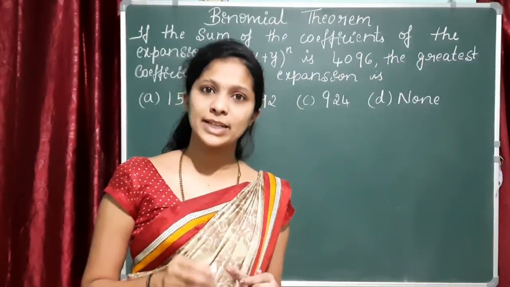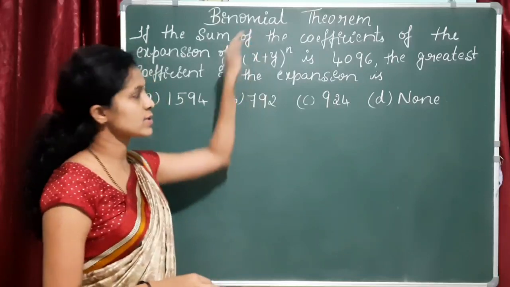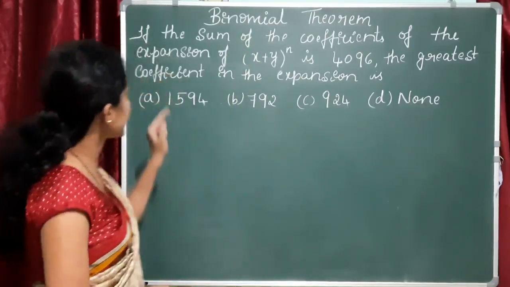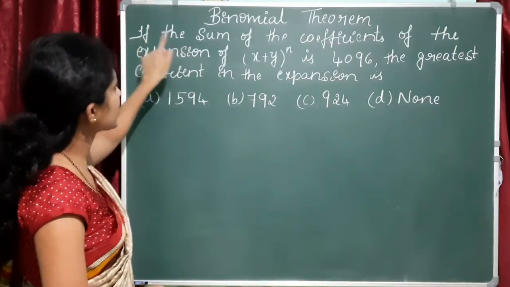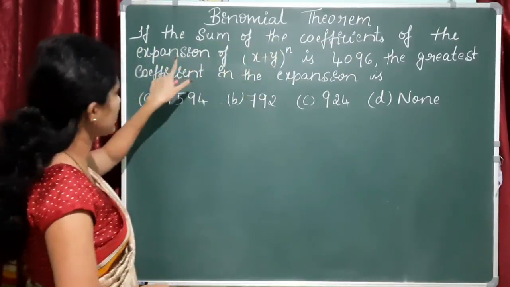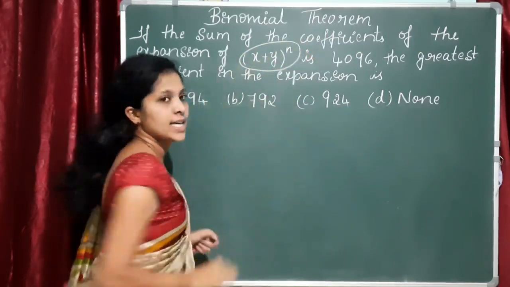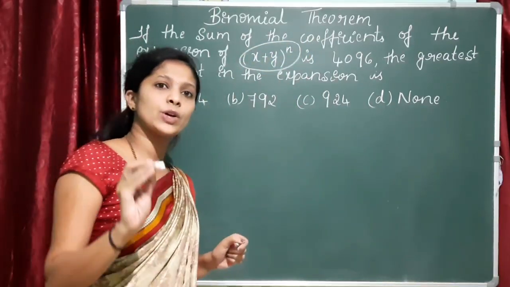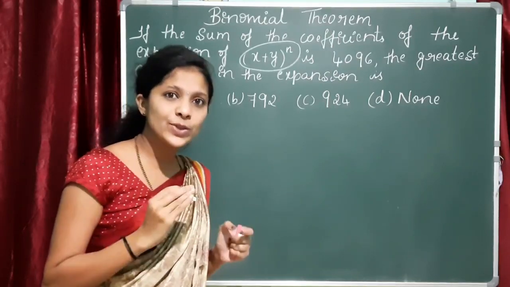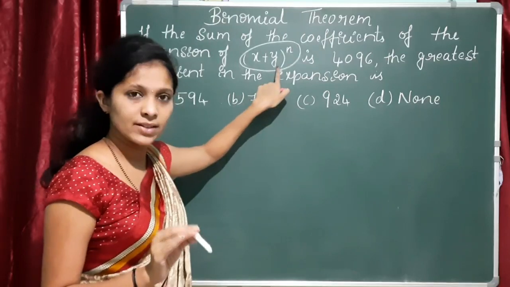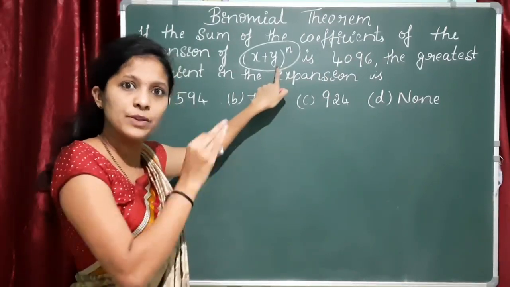In this session, we will be continuing with the MCQ problems on binomial theorem, and this will be the last session. Okay, see this question. If the sum of the coefficients of the expansion of (x plus y) whole to the power n. Whenever we get the sum of the coefficients of the expansion, we know that we need to substitute the value of x as 1 and y as 1. We have solved a similar problem in the previous session.